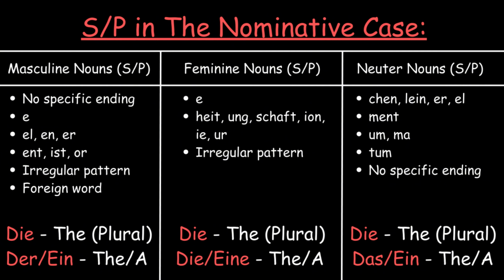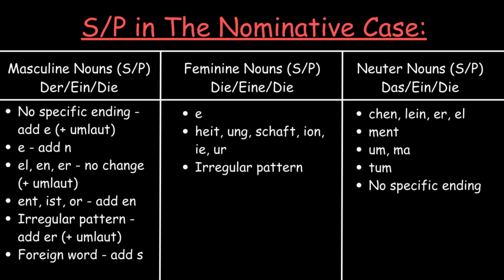The following endings are for singular masculine, feminine, and neuter nouns, and they will have different endings when plural. If a masculine noun has no specific ending, add e and sometimes an umlaut. If it ends in e, add n. If it ends in l, n, r, there is no change, but sometimes an umlaut will be added. If it ends in ent, ist, or, add n. If it has an irregular pattern, like being monosyllabic, add er and sometimes an umlaut. If it's a foreign masculine word, add s.